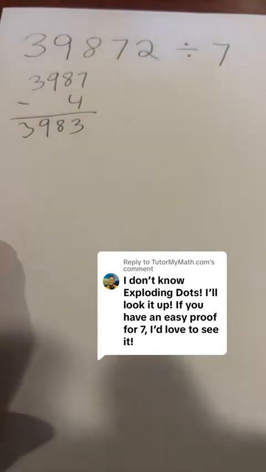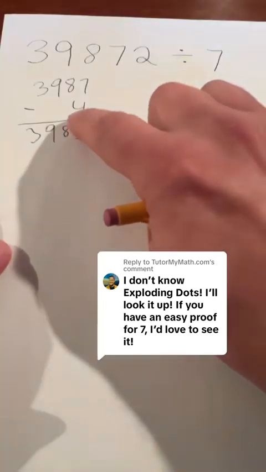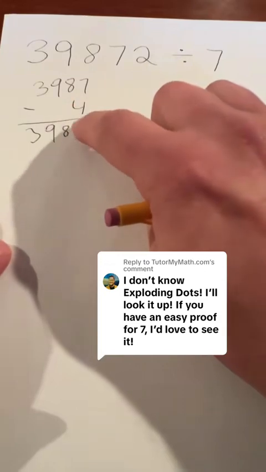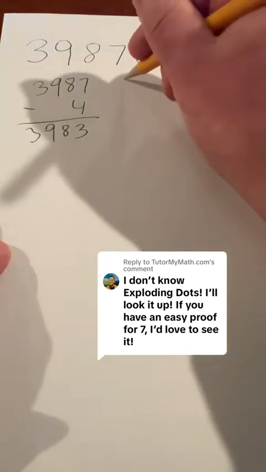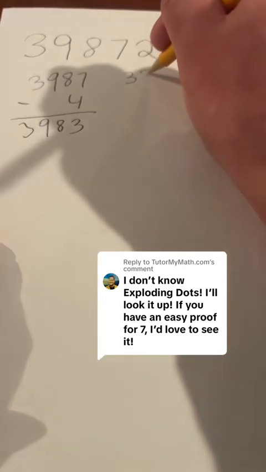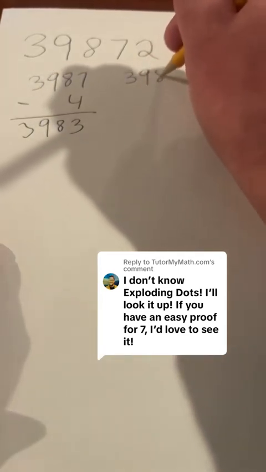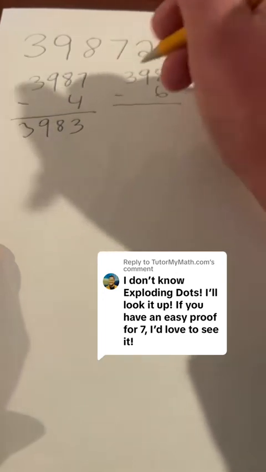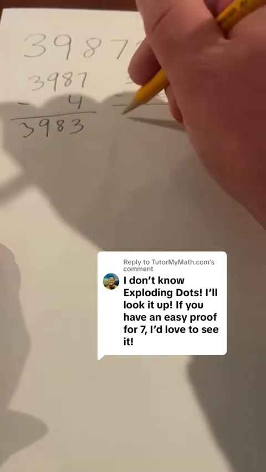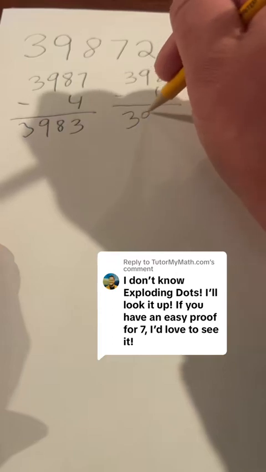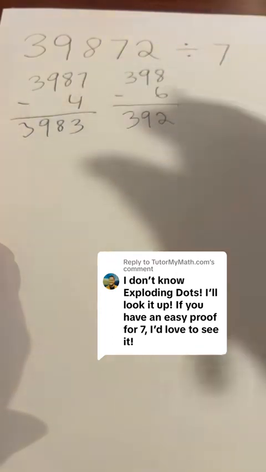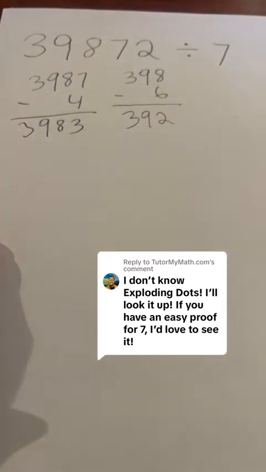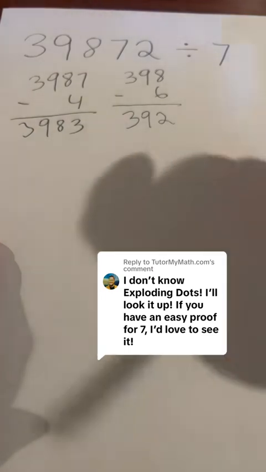So just do it again. Take the last digit, which is now 3, just erase it. 2 times 3 is 6. So now we subtract 6 from the remaining part, which is 398 minus 6. Again, super easy to do in our head: 398 minus 6 is just going to be 392. Okay, does 7 go into 392? I have no idea. So do it again.